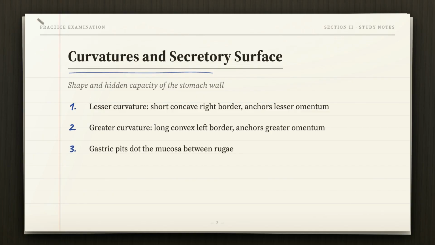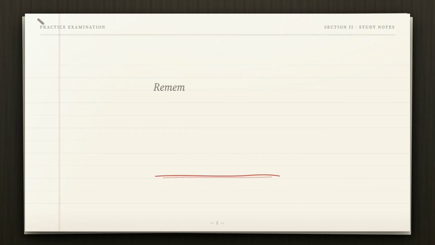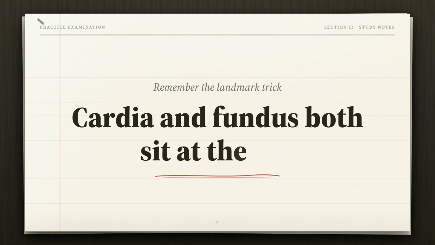abdominal organs. Between the rugae, millions of gastric pits descend to gastric glands, giving this simple-looking bag the capacity to produce 2 to 3 liters of gastric juice daily. The regional names trip people up because cardia and fundus sound like opposite ends, but both actually sit at the top of the stomach. The cardia is the small entry zone near the esophagus, and the fundus is the dome bulging above it. Fix that one relationship and most regional identification questions fall into place.